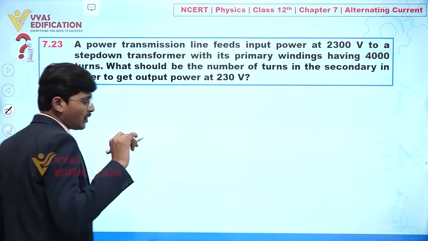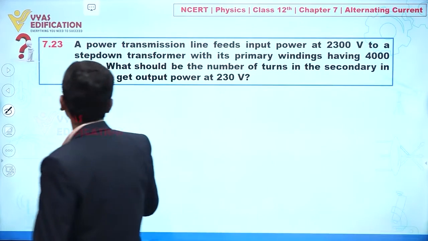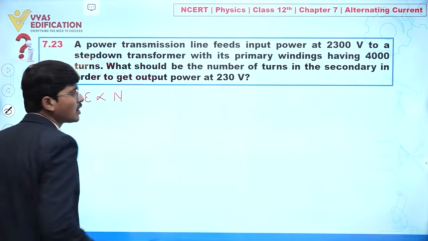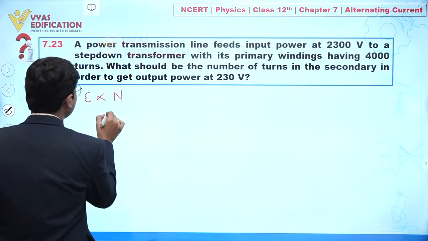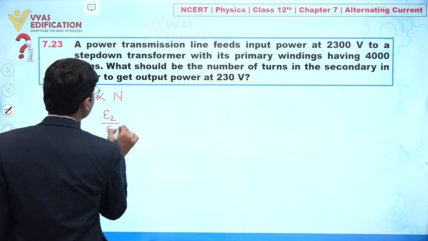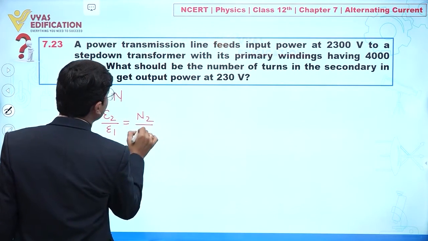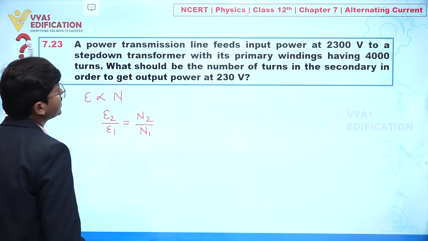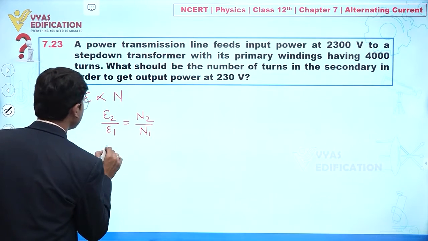In the case of a transformer, you know that the EMF induced is directly proportional to the number of turns. So from here you can say E2 divided by E1 is given by N2 by N1.